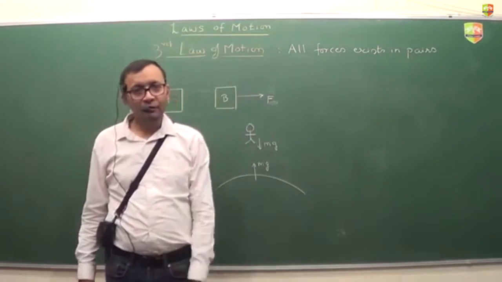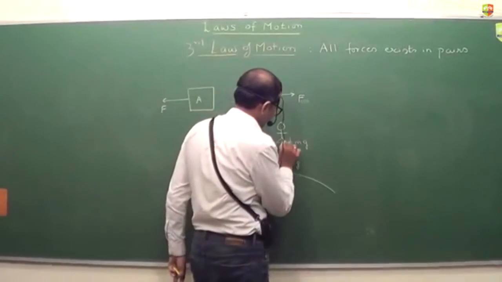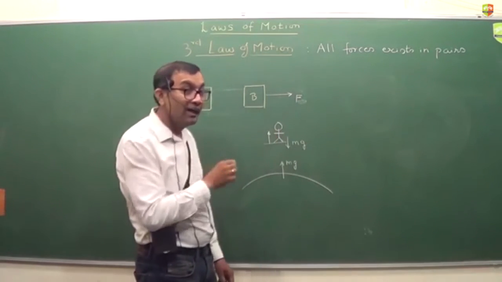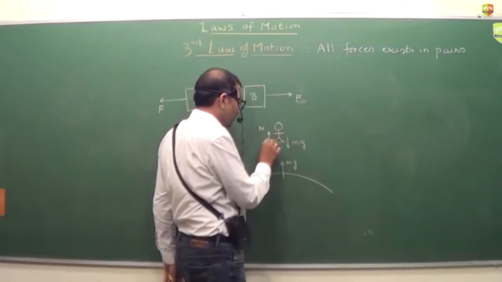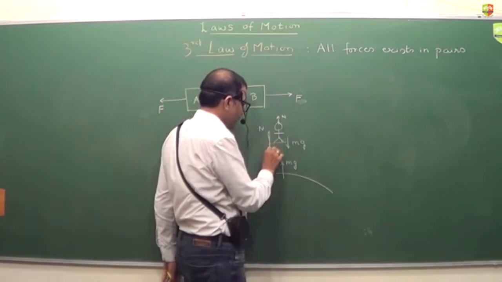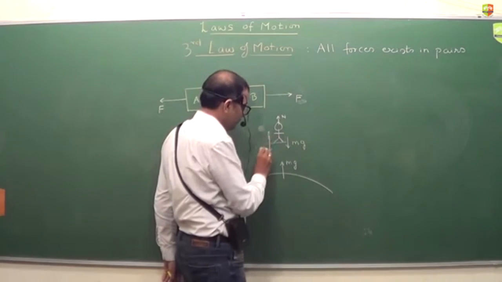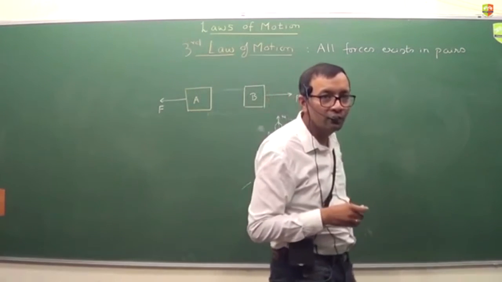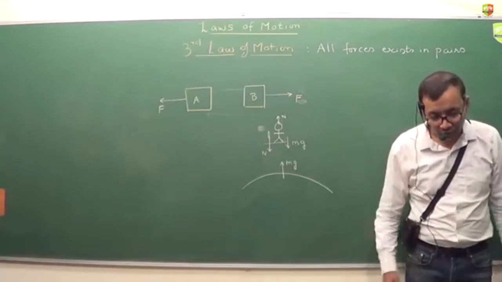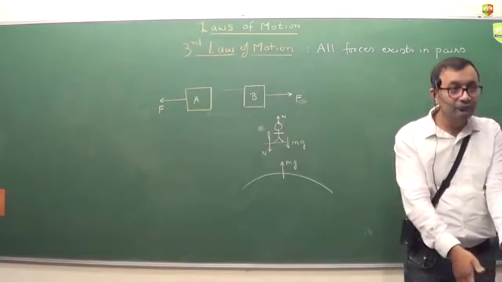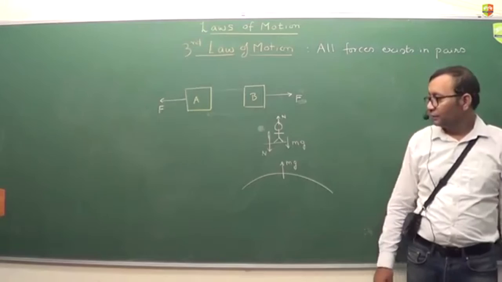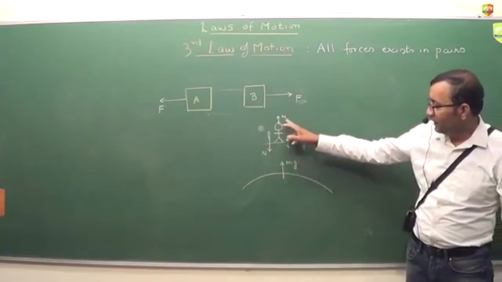Now, the floor is also applying force on me. I am standing on the floor. The floor is applying force on me upwards? Yes or no? And you are also applying force on the floor downwards. The floor applies N on you, and you are applying the normal reaction, or the force, on the floor also. Yes or no? If the floor is very weak, the floor will break because you are applying force on it. Okay, so these are action-reaction pairs: mg, mg, N, N.